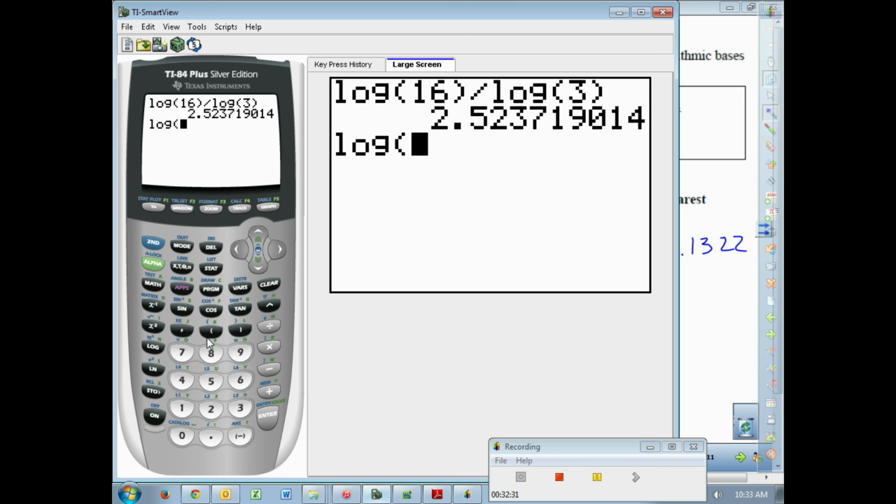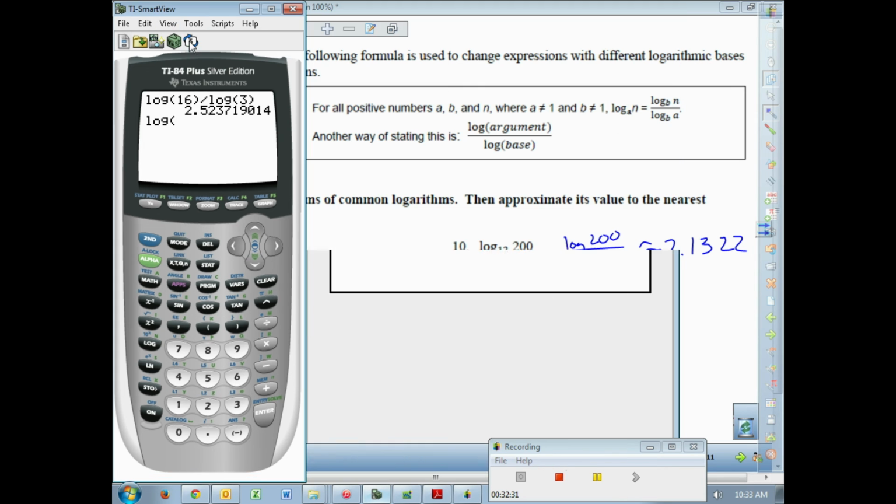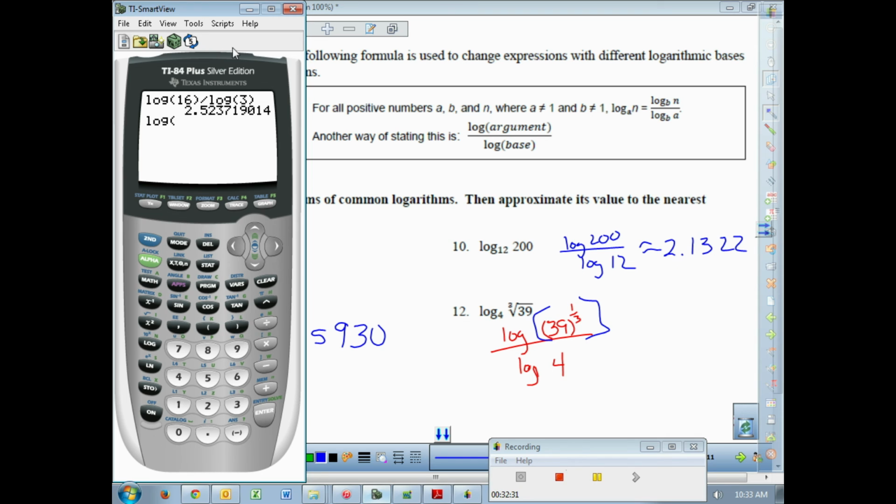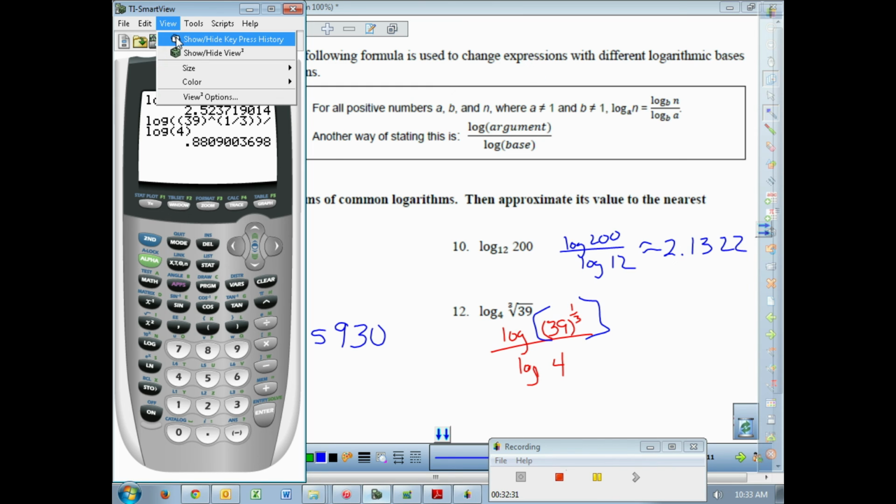Log of, what is it, 39? Let me get rid of this. Go away. Log of 39 to the 1 divided by 3 power divided by log of 4. Look at all the parentheses I had up top. Let me make it a larger view for you now.